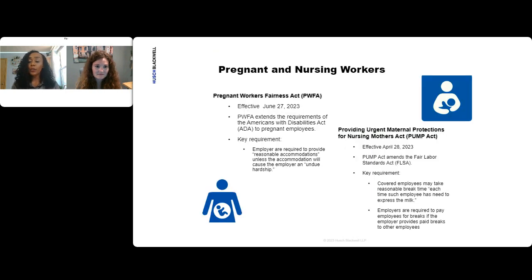In addition to existing protections for pregnant and nursing workers, there are two recent pregnancy-related acts that employers should be aware of and take proactive steps to ensure compliance. The first is the Pregnant Workers Fairness Act, which creates an express right to reasonable accommodation for a known limitation related to pregnancy. And the second is the Pump Act, which requires employers to provide a reasonable break time to express milk each time the employee has a need to express milk.